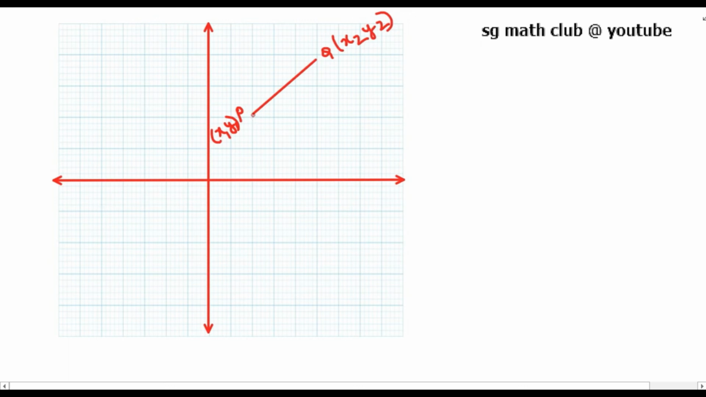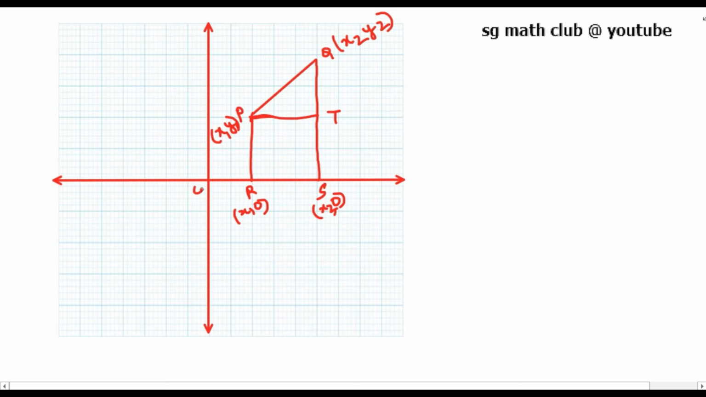Like the previous sum, in the same way I am going to draw a perpendicular from P to the x-axis. Let it meet the x-axis at R, and a perpendicular from Q to the x-axis. Let it meet the x-axis at S. What will be the coordinates of R and S? Coordinates of R will be x1, 0 and coordinates of S will be x2, 0. Again we need to draw a perpendicular from P to QS. Let it meet at T.